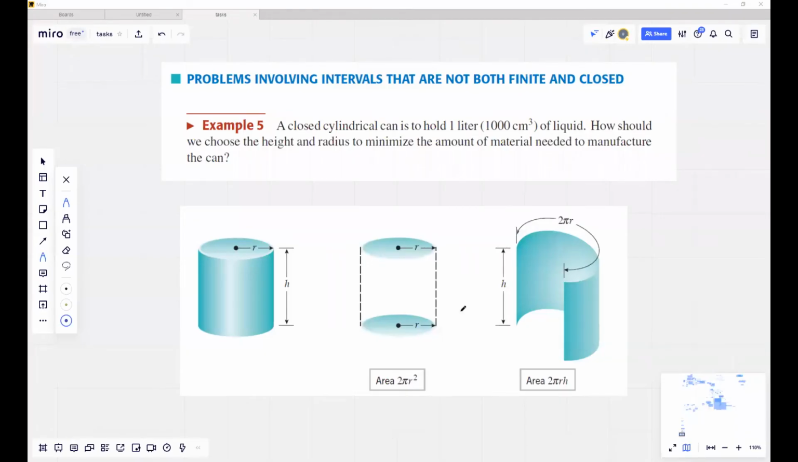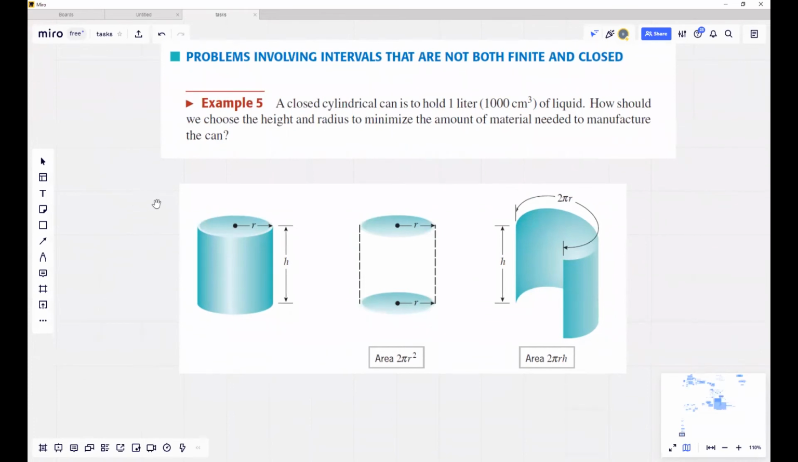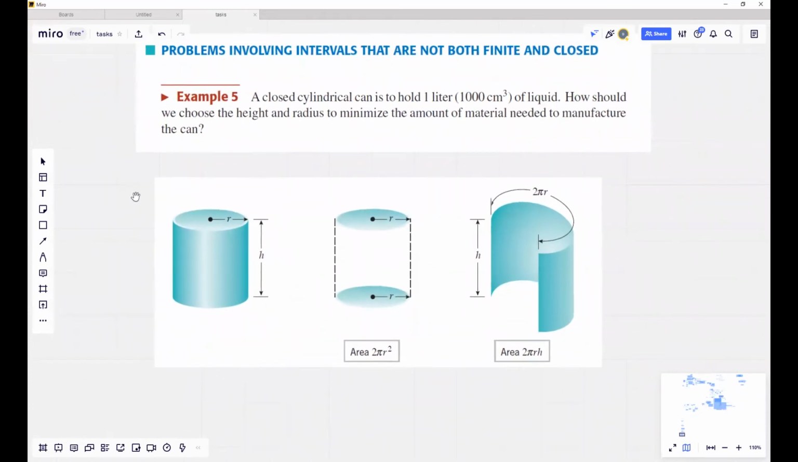Okay, guys, the two problems that we have solved previously were problems where we needed to find the absolute maximum or minimum value of a function only on a finite and closed interval. Now let's take a look at the following problem where the interval will not be finite and closed. So it can be open and infinite.